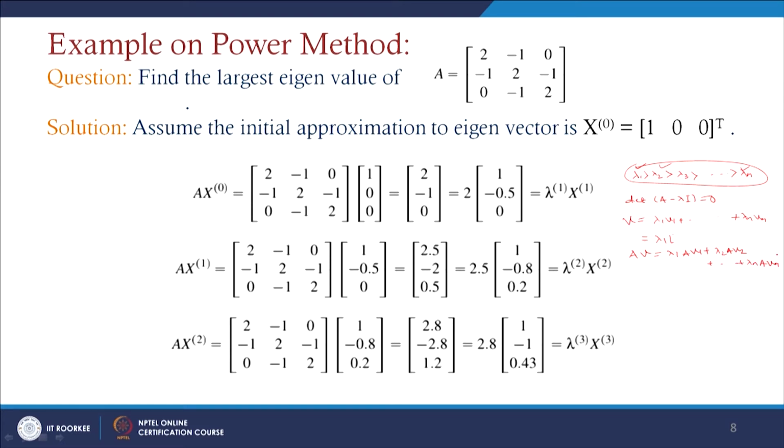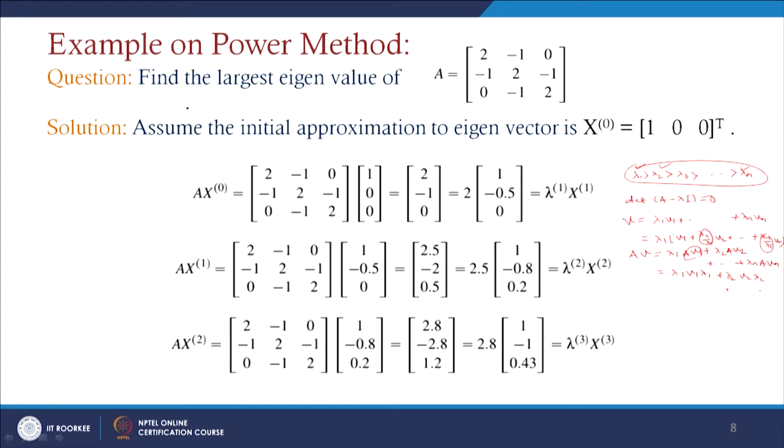And obviously, we know that A V 1 is nothing but lambda 1 V 1, and likewise for the others, A V 2 is lambda 2 V 2. So, likewise we can write it. Taking lambda 1 common, we can write V 1 plus lambda 2 by lambda 1 V 2 up to lambda n by lambda 1 V n. Here lambda 2 by lambda 1 is less than 1, and lambda n by lambda 1 is also less than 1.